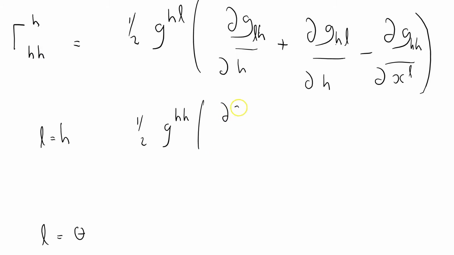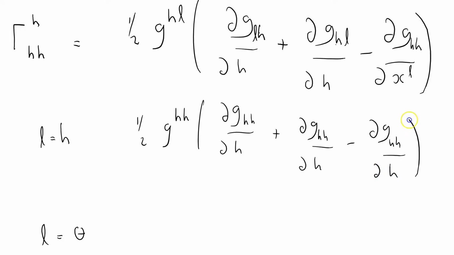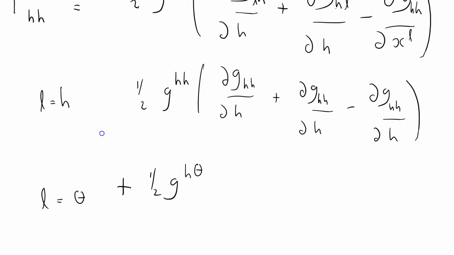So I'm going to write it out, even though there's cancellation that's going to happen in a minute. Di H, di G H H by di H, minus di G H H by di H. We'll see that this is a lot simpler than it looks. That plus a half G, now things get a bit interesting, H theta. Where we had an L, I'm going to substitute a theta into it.